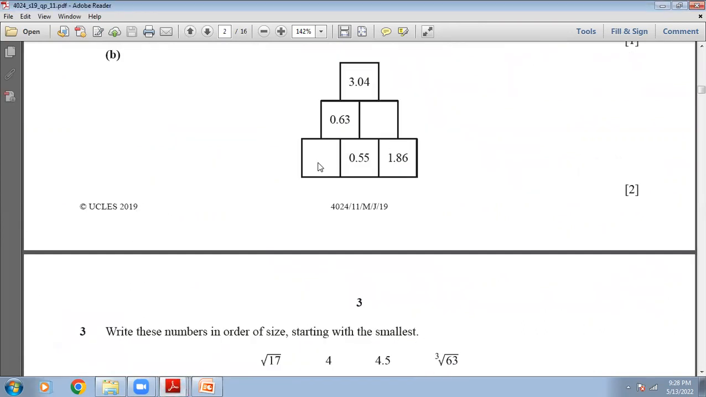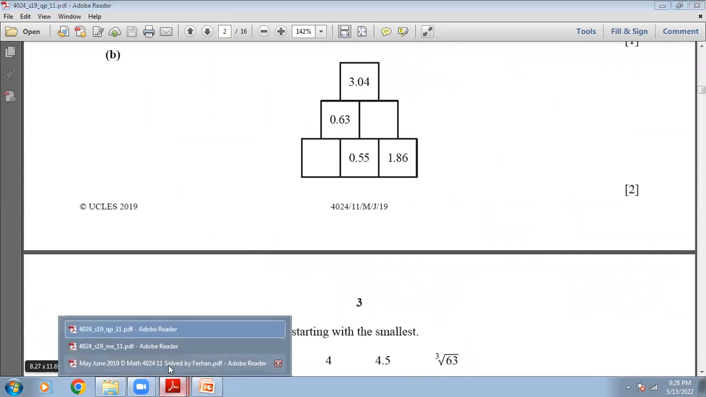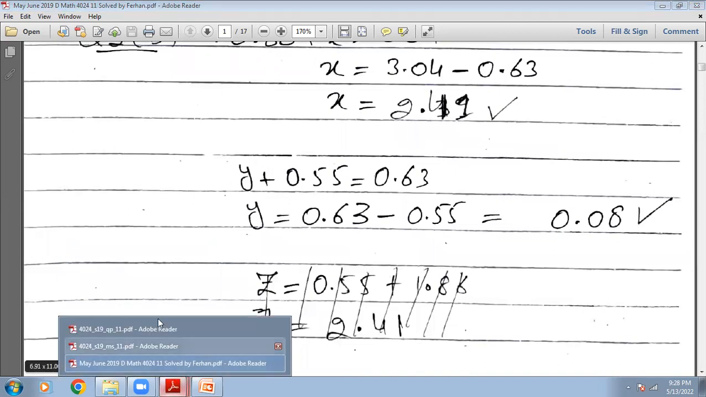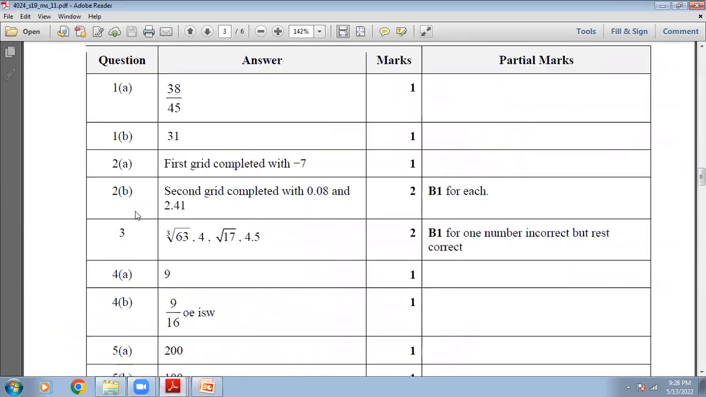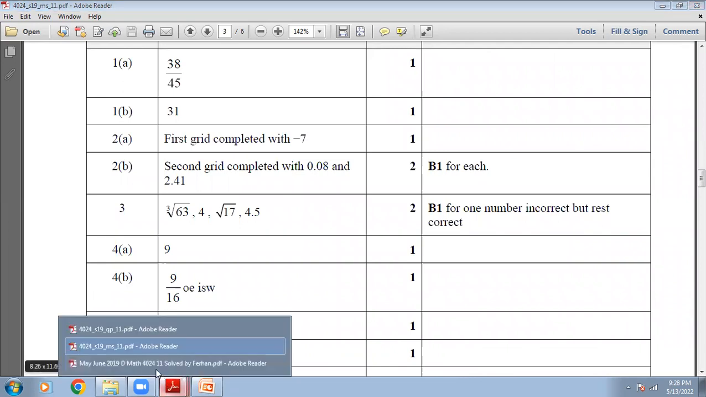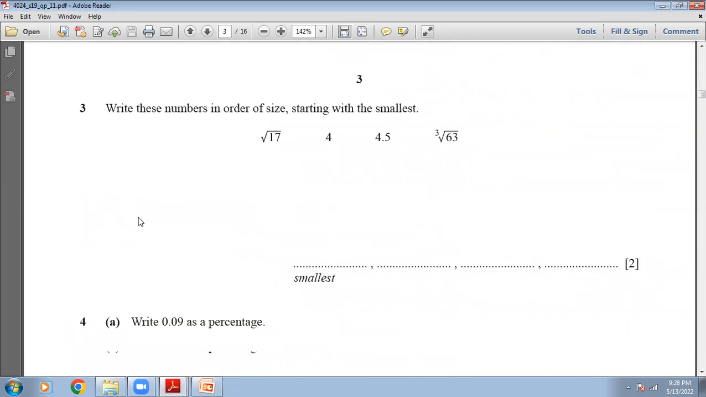Suppose this is y plus 0.55 is equal to 0.63. So y will be equal to 0.63 minus 0.55. Let me show you how, so you get 0.08. I have already checked my answers with the marking scheme. So let me show you the marking scheme. He says this is the right answer, sir. I hope you understand. Okay, so we are going to the next question.